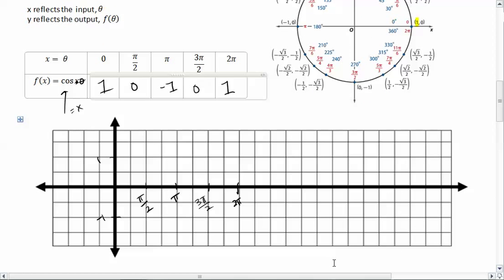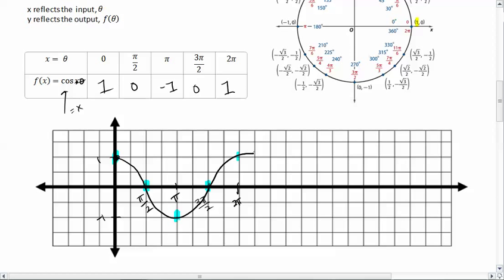So if we wanted to graph that, we could put these on a plane. We could start with 0. We're at 1. At pi over 2, we're at 0. At pi, we're at negative 1. 3 pi over 2, we're at 0. And 2 pi, we are at 1. So that's what our graph looks like. It looks like this nice curve.